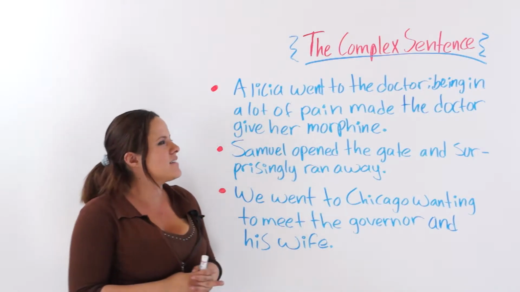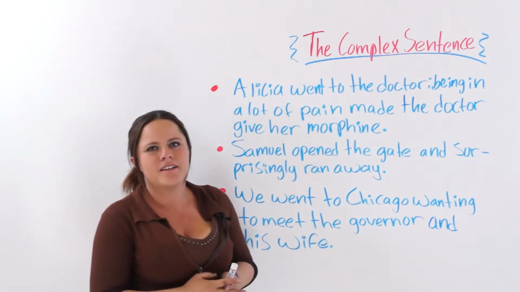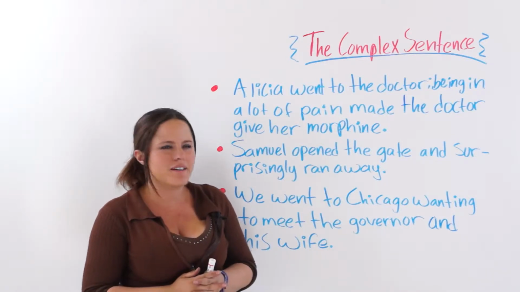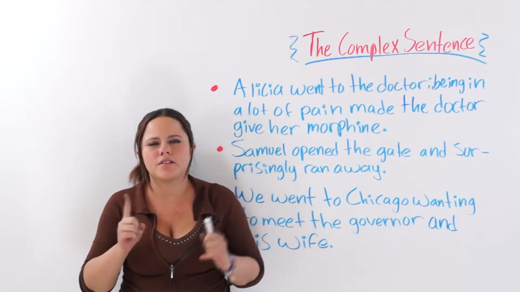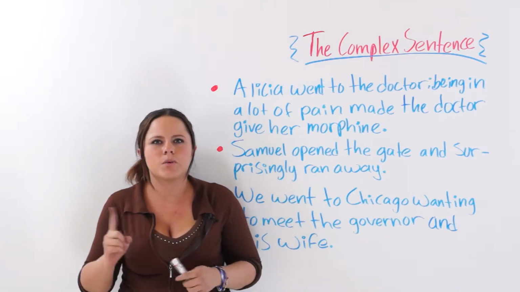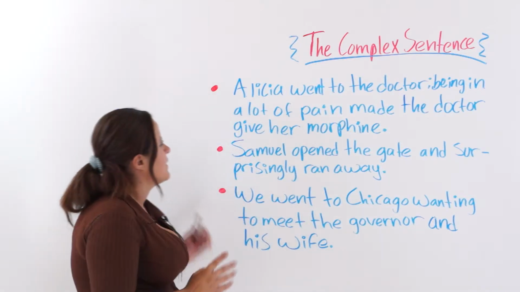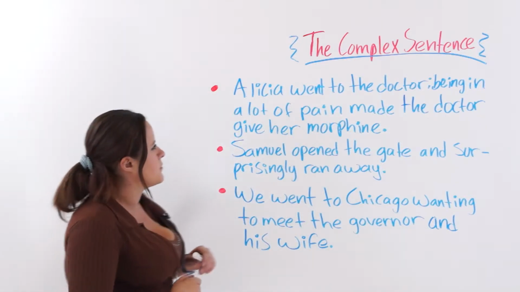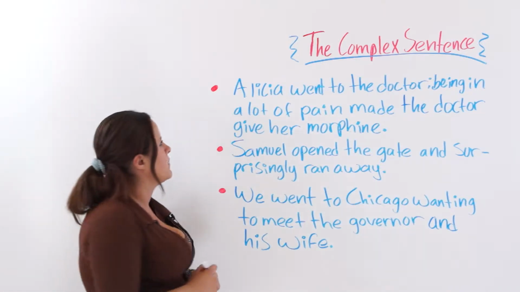In today's class, I will be talking to you about the complex sentence. As you may already know, complex sentences are composed of a single independent clause and one or more dependent clauses. Alright, so we have three examples here on the board, which I will be explaining to you one by one.